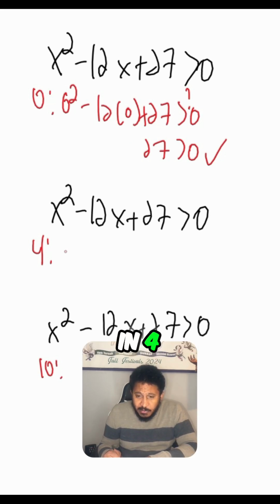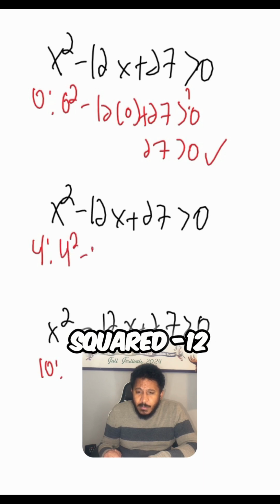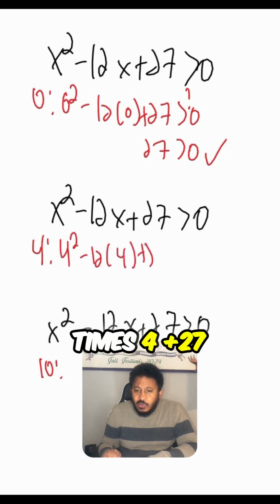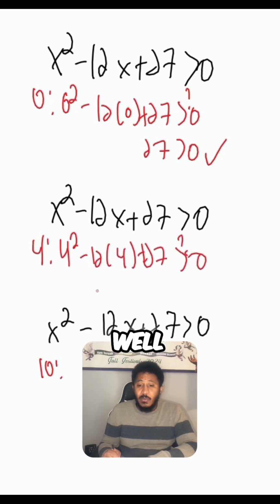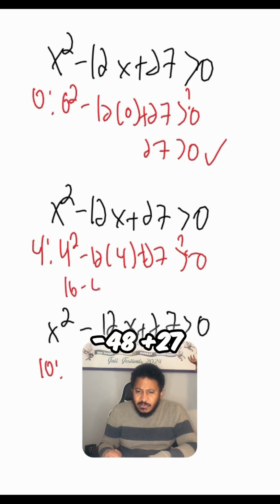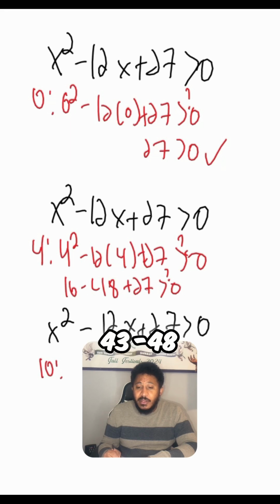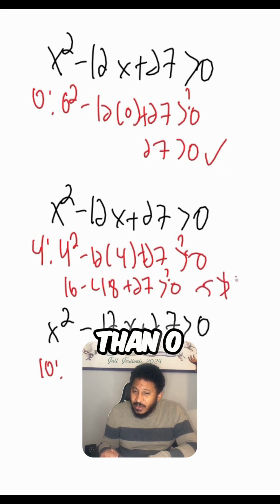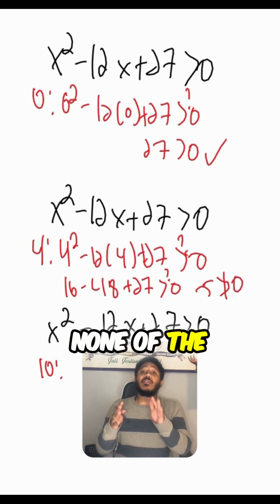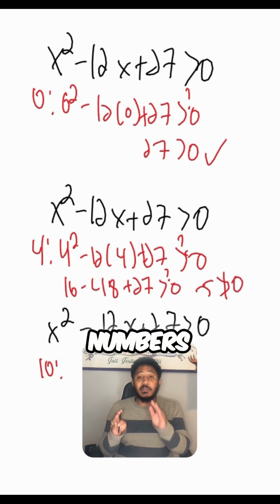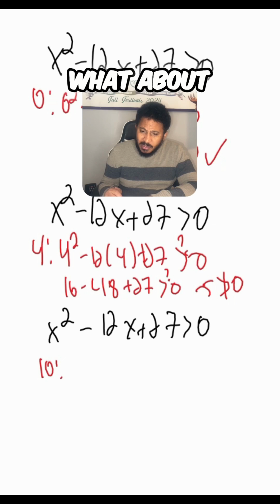Here, if I plug in 4, that's 4 squared minus 12 times 4 plus 27. Is that greater than 0? Well, that's 16 minus 48 plus 27, which gives us 43 minus 48. That's negative 5, which is not greater than 0. So 4 doesn't work, so none of the numbers between 3 and 9 work. What about the numbers bigger than 9?